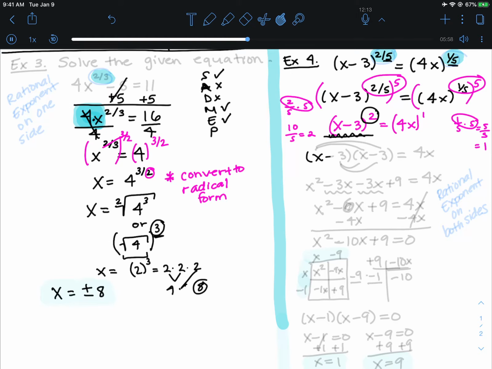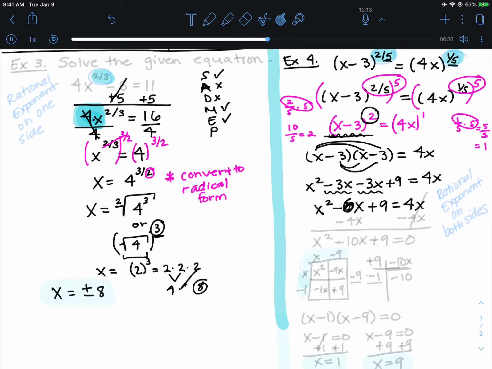So I'm going to do x minus 3 times x minus 3 equals 4x. I'm going to go ahead and do the distributive property. X squared minus 3x minus 3x plus 9, because a negative times a negative is a positive. That equals 4x. Combine like terms. X squared minus 6x plus 9 equals 4x.